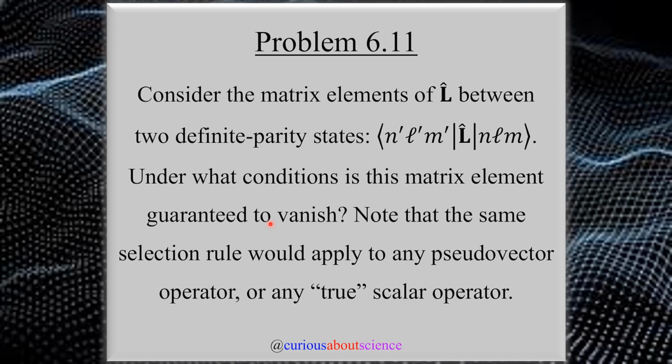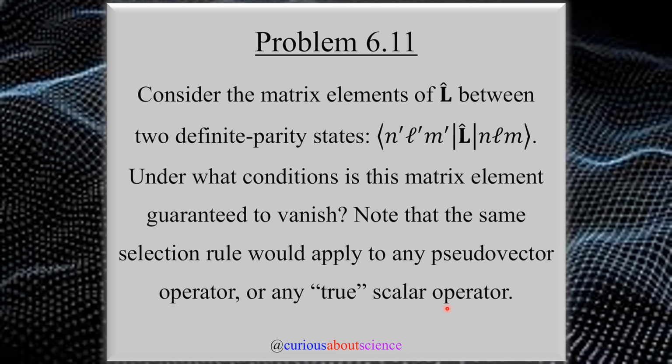In problem 6.11, we want to consider the matrix elements of L between two definite parity states. And we see that we have the classic hydrogenic orbital states in L and M. So keep that in mind when we go to actually getting into the question. And we want to know, under what conditions is this matrix element guaranteed to vanish? Note that the same selection rules would apply to any pseudo-vector operator or any true scalar operator.